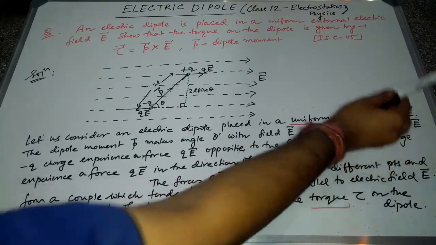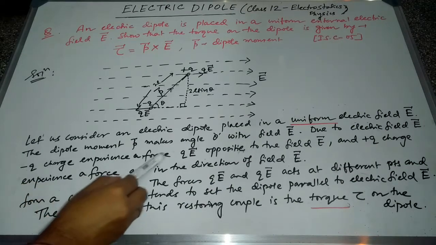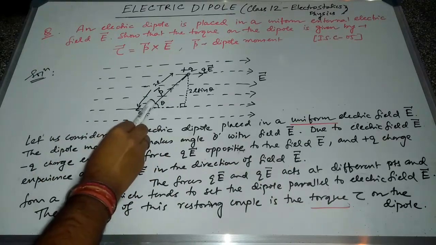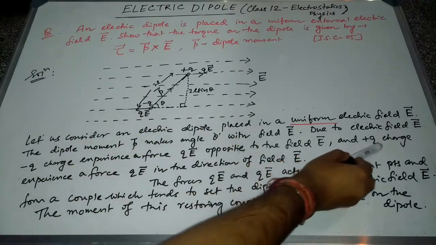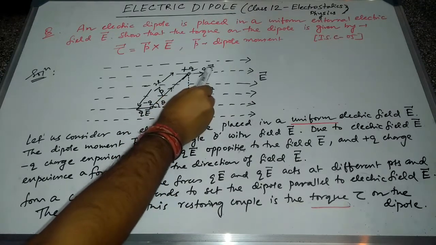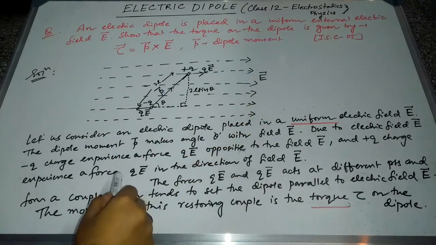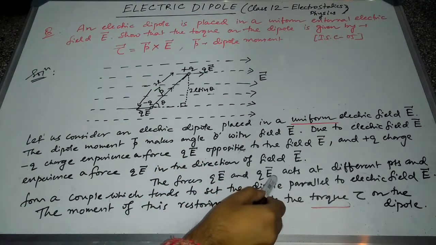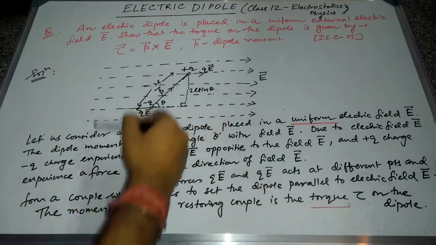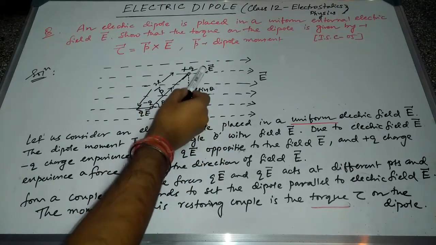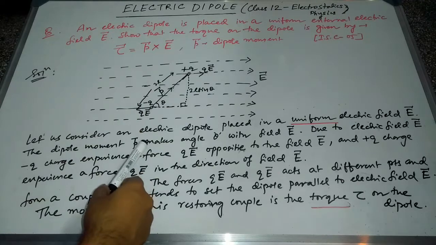Due to electric field E, minus q charge experiences a force QE opposite to the field E in this direction. And plus q charge experiences a force QE in the direction of the field E. So these forces QE and QE have the same magnitude but act at different points. That is, this force acts opposite to the field, and this force acts in the direction of the field.